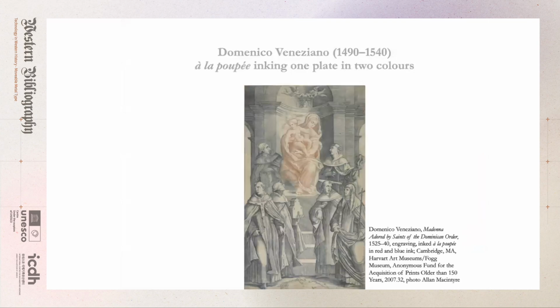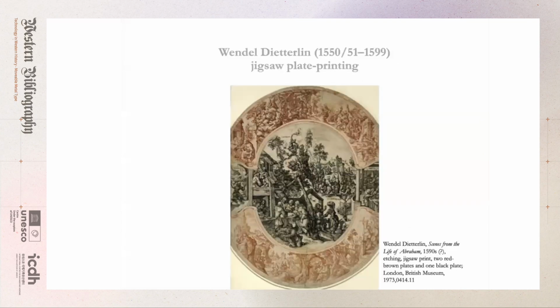This plate was inked in red and blue, instead of in black only. The process is called à la poupée inking in most languages. The French phrase refers to the use of a tiny inking ball or doll, poupée in French, to ink the plate locally. A copper plate could be cut up and the parts inked in different colors. They were joined again on the press and printed in one run to create a 2-color impression, which is called a jigsaw print.